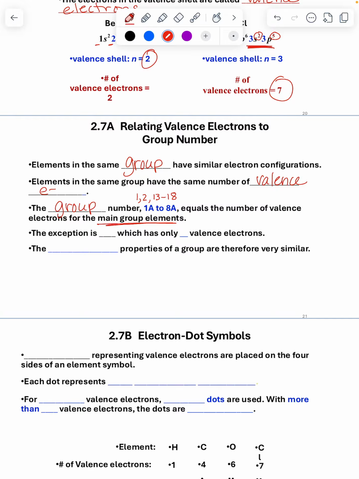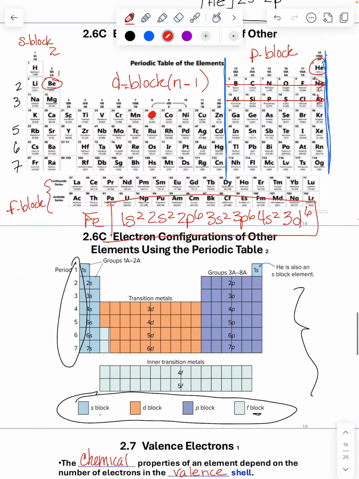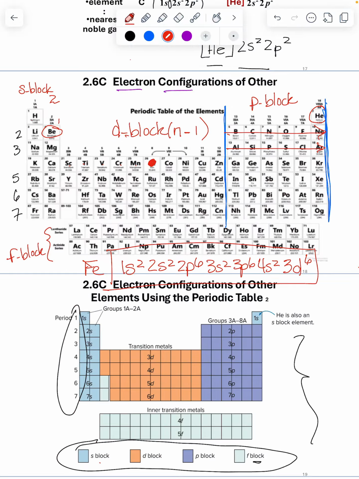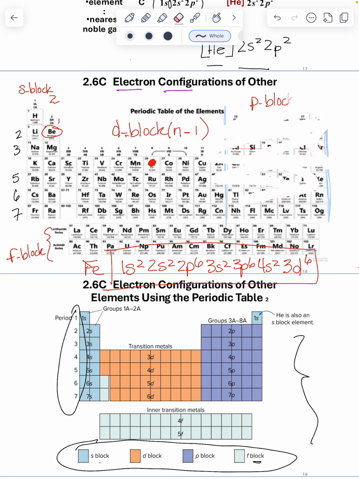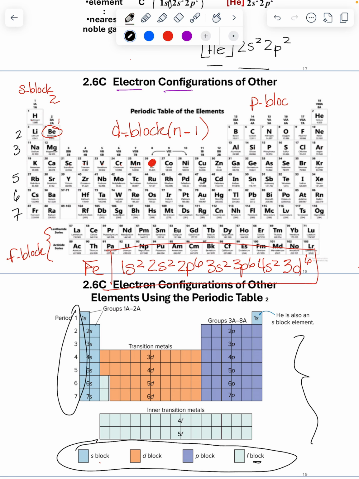So if we look at, let me scroll up, let's look at one of these over here. If we look at, say, aluminum, this is in group 13, and so we would look at the ones place, and that tells us the number of valence electrons. So the elements in group 13 all have 3 valence electrons. There are a few exceptions to that, but for the most part, the valence electrons can be determined by the ones place of the group number.